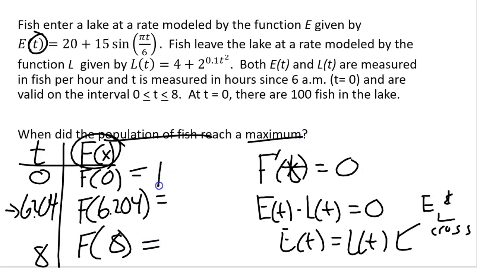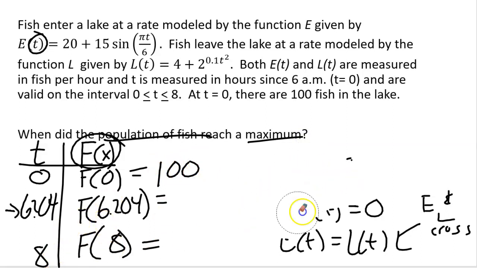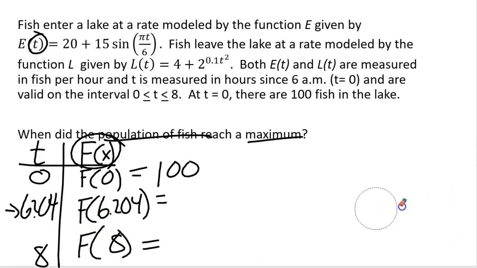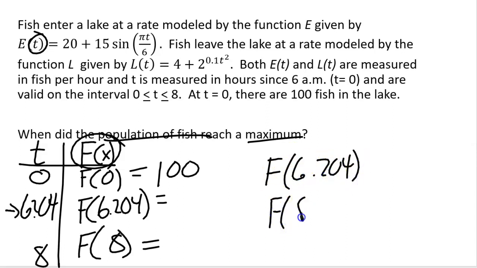Now, we already know f of 0 is 100 because that's the starting number of fish. But as for these other two, we're going to have to work it out. And the way we're going to work it out is the same way we worked out the second problem that we did today. Remember back on the very first slide, we did this one, right? Well, we're going to find f of 6.204 and f of 8 in the same way.